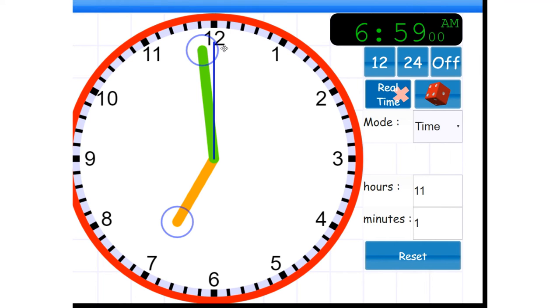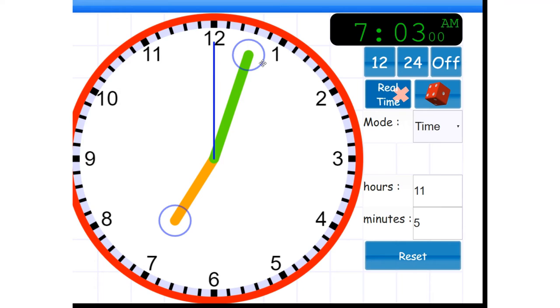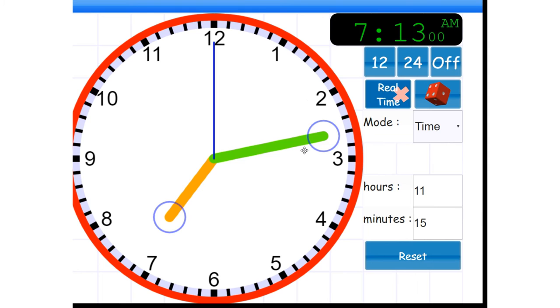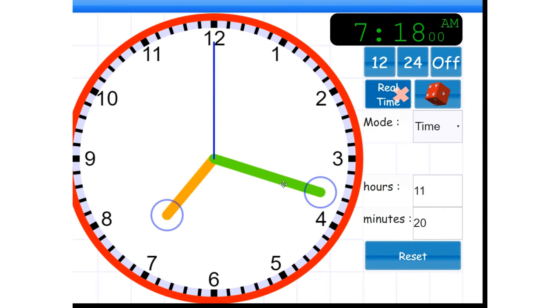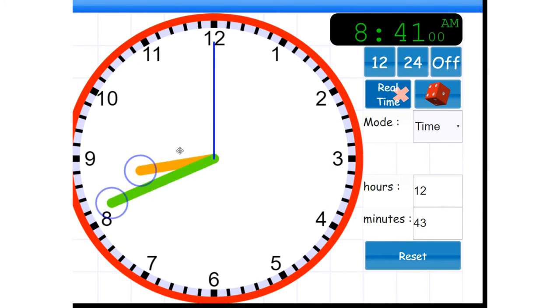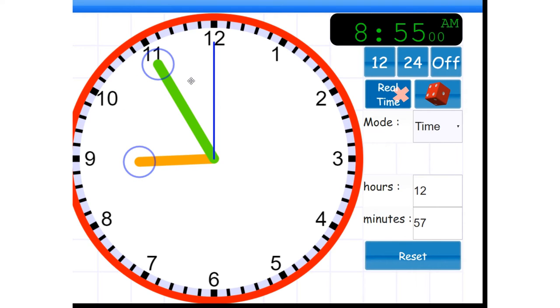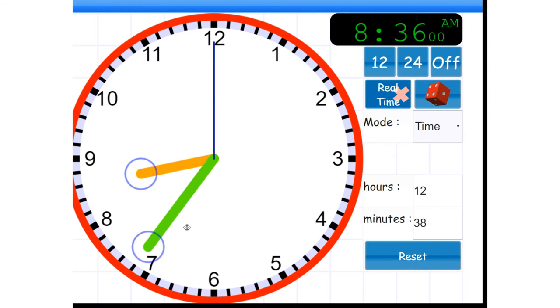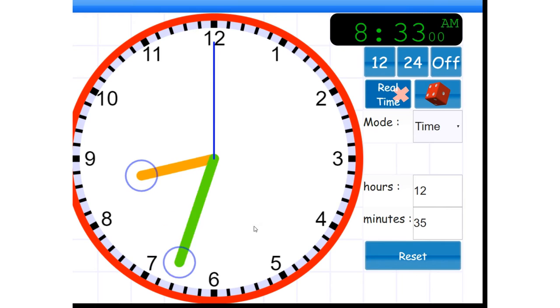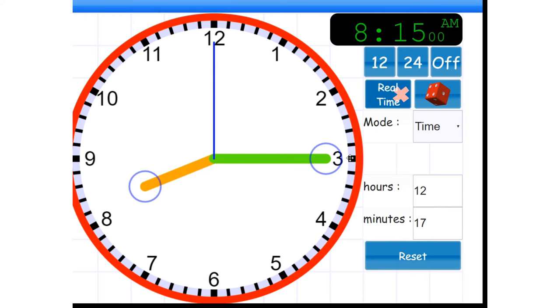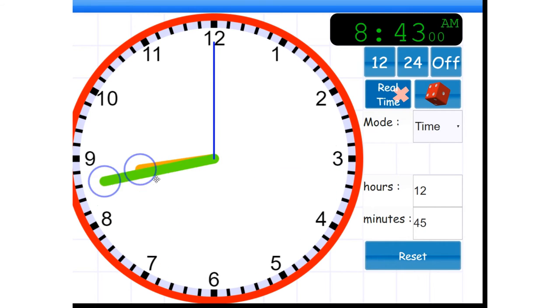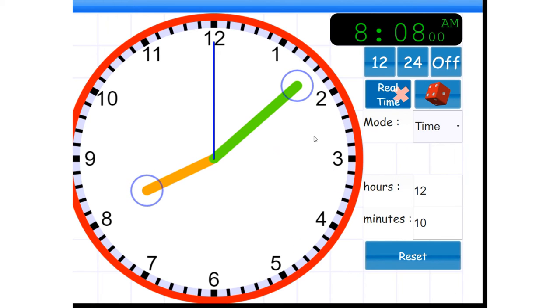So what I want you to notice is, when I move the minute hand one, 701, 702, 703. And as I'm doing that, what is happening to the hour hand? It's slowly moving forward. So we're going to practice real quick not pointing at any of these fives. This would be 8:35. This would be 8:15.